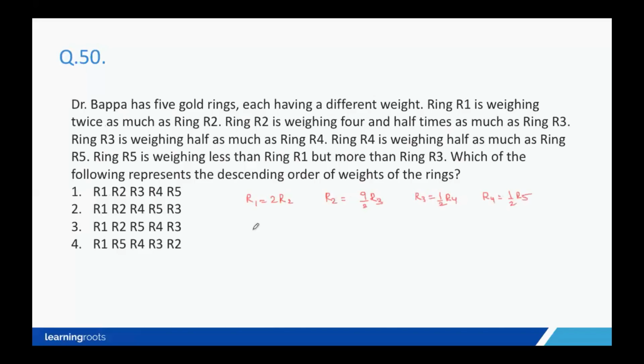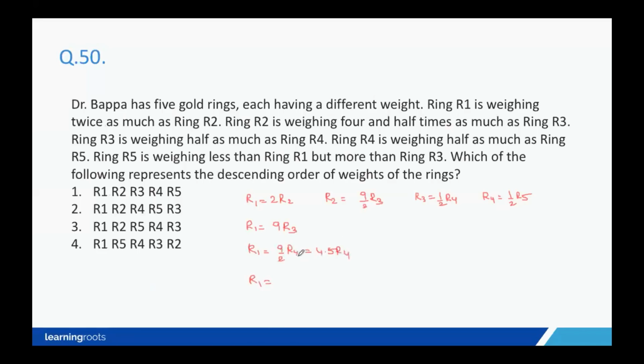Right? So let's put it back in terms of R1. So R1 is 2 times R2. If I plug in R2 here, this becomes R1 is equal to 9 times R3. If I put R3 as half R4, it becomes R1 is equal to 9/2 R4 or 4.5 R4.